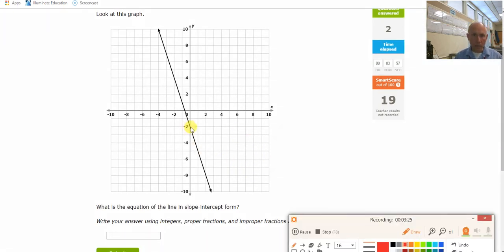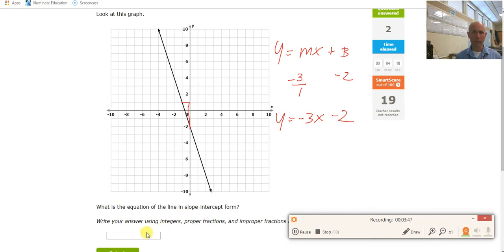Okay, my intercept is right there. So y equals mx plus b. I have an intercept at -2, and my slope is looks like it's 3 over 1 rise, and it's a negative. So I'm going to go with y equals -3x minus 2. Nope, get that y in there. Y equals -3x minus 2.